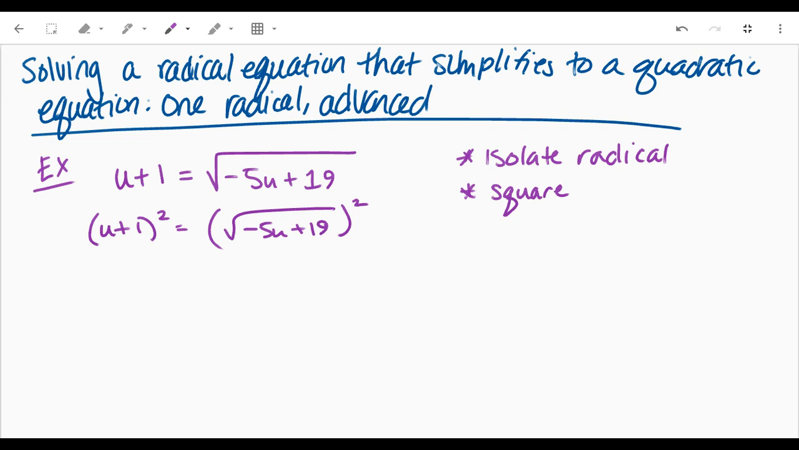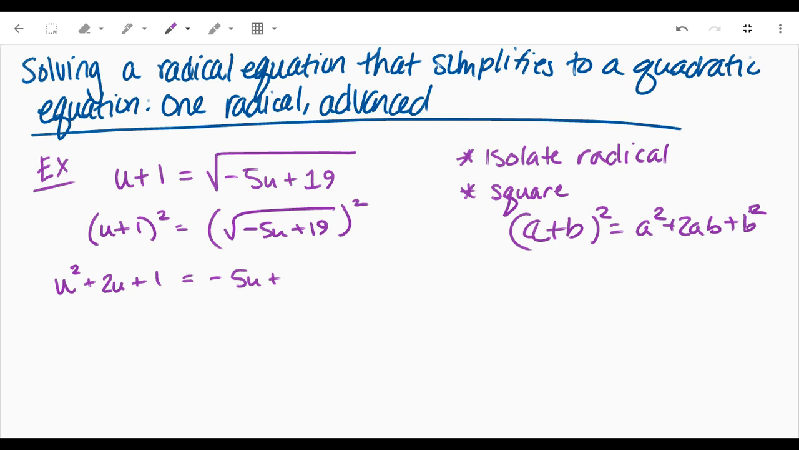And on the left-hand side, remember, we can use a plus b squared is a squared plus 2ab plus b squared. Or you can write it out if you want, but we can do u squared plus 2u plus 1 equals negative 5u plus 19. Okay, we want it to all be equal to 0. So in the squared term, we want it to be positive. So we're going to add the 5u to both sides. And at the same time, we can subtract the 19 from both sides. So we'll have u squared plus 7u minus 18 equals 0.